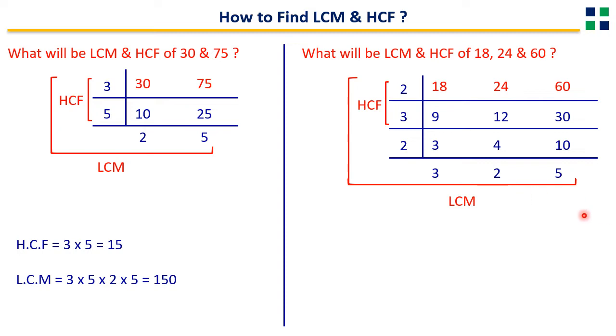Now, when I want to find the HCF of these three numbers, the common factors are only 2 and 3, because 2 is not a common factor between all three numbers now. So HCF is equal to the product of 2 and 3, that is equal to 6. And LCM will be the product of 2, 3, 2, 3, 2, 5. So the LCM will be 360. This is one method to find LCM and HCF. Let us go with another method also.